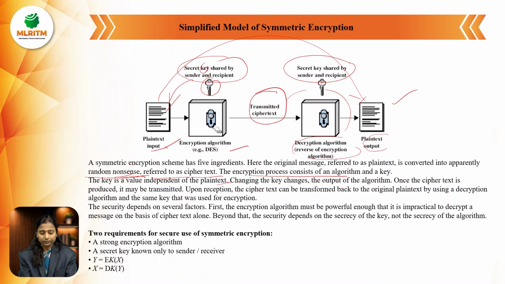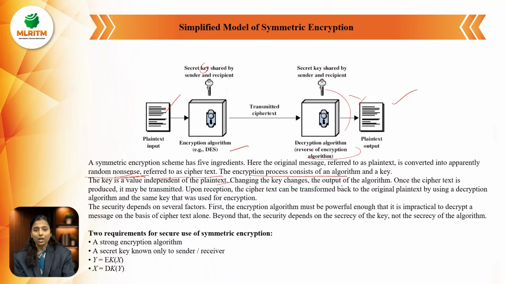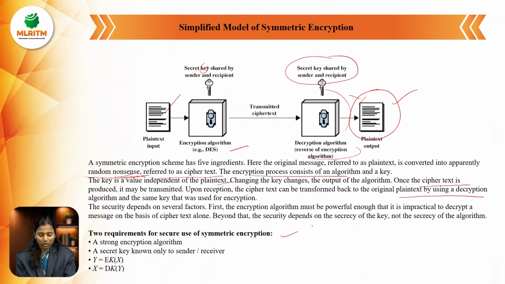Then, next, by changing the keys, the output of the algorithm changes. Then the ciphertext is produced and it may be transmitted. To get the original plain text, the decryption algorithm is used, and whatever secret key has been provided by the sender will be given here, and the original plain text will be obtained. Okay, these are the conditions. For securing symmetric encryption, there are two requirements: a strong encryption algorithm, and a secret key known to the sender and the user.